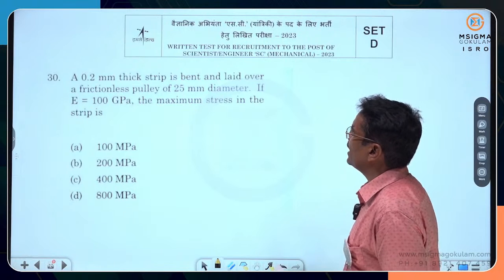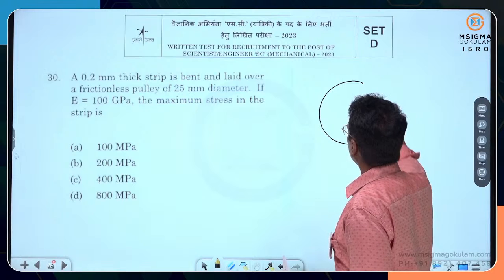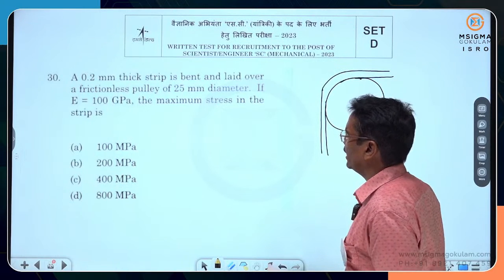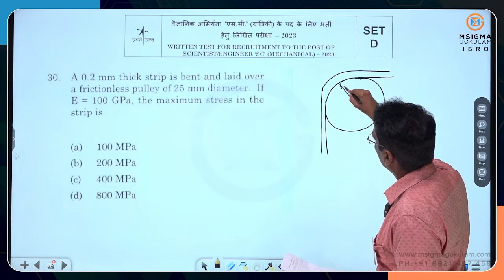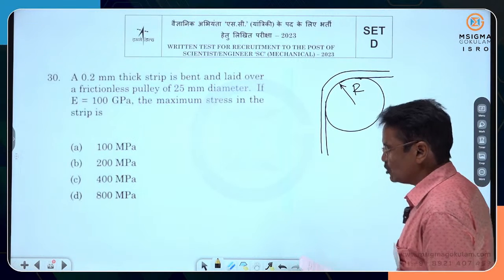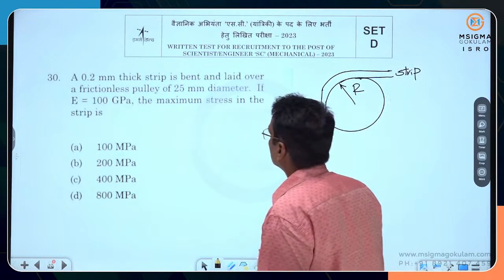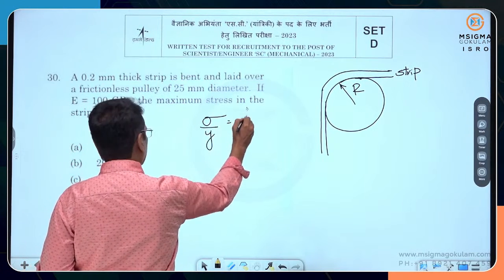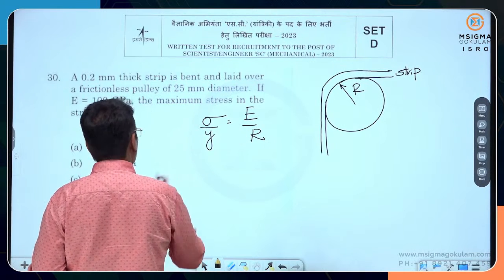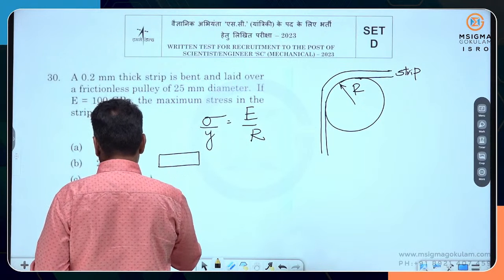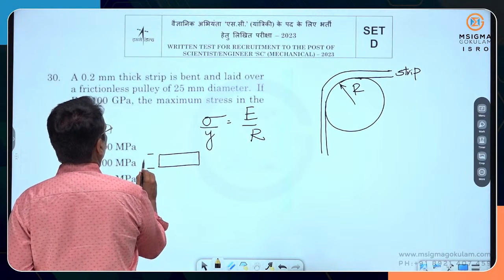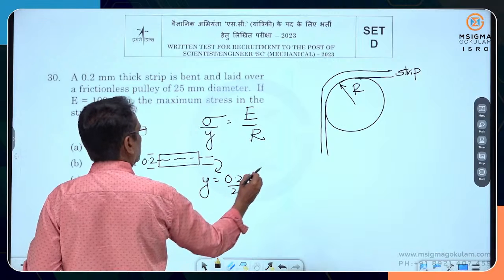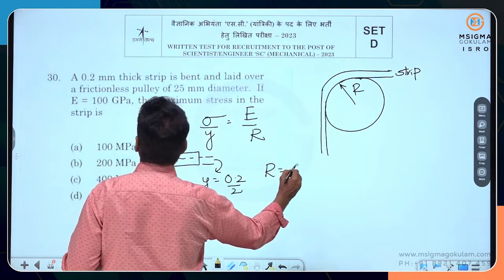A 0.2 mm thick strip is bent and laid over a frictionless pulley. There is a frictionless pulley, and a belt is held like this. This is the radius of the pulley. What is the maximum stress in the strip? The strip is bending, so it is subjected to bending stresses. We write the bending equation: sigma by y is equal to E by R. If this is the strip thickness of 0.2, this will be the y. y will be 0.2 by 2. R will be the radius of the pulley, that is 25 by 2, 12.5.